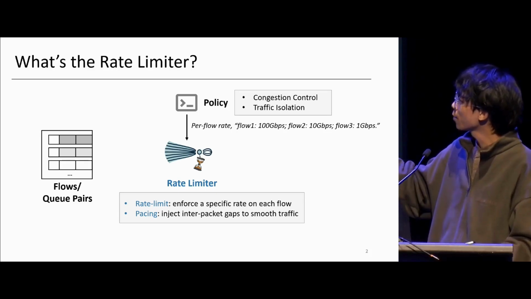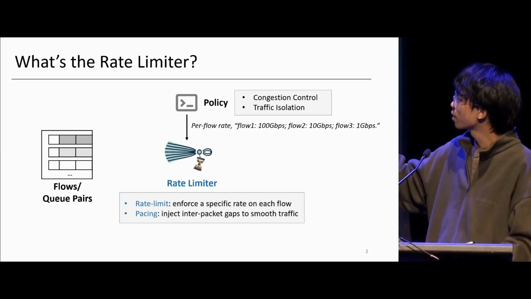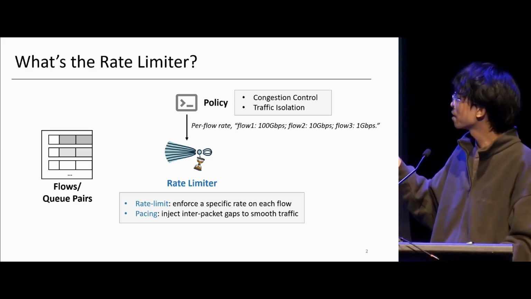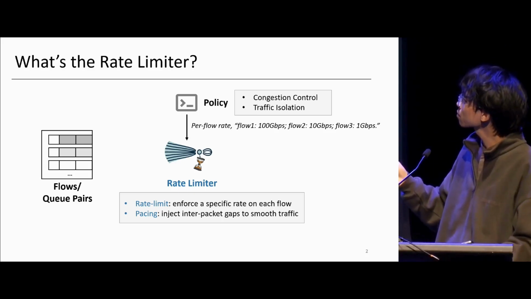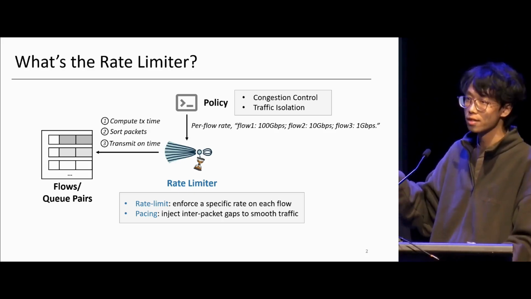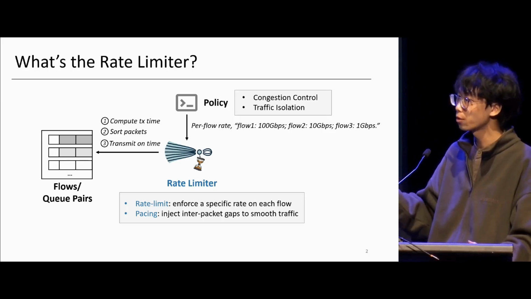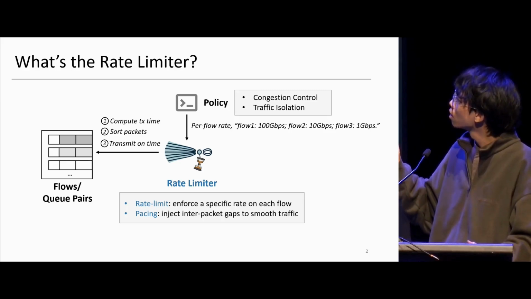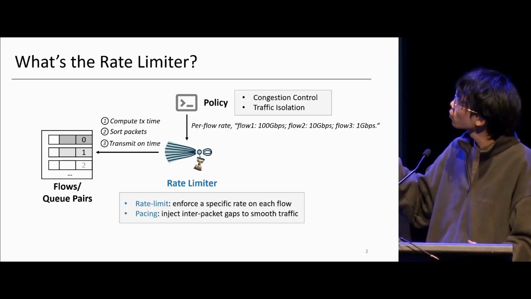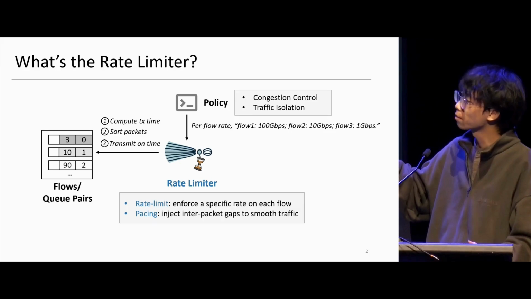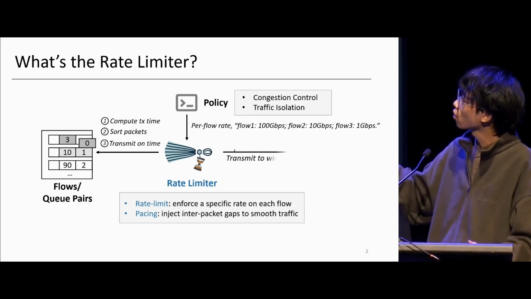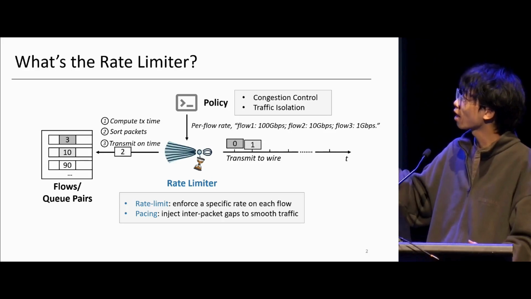Specifically, the rate limiter does two things. First, rate limiting: it enforces a specific rate on each flow. Second, pacing: it injects inter-packet gaps to smooth the traffic. The rate limiter runs in the data path of the RDMA NICs, determining which flow or QP's head packet to transmit next and when to transmit. It first computes the transmission time of the packets among various flows. Then it sorts all packets based on the transmission time and transmits them on time.